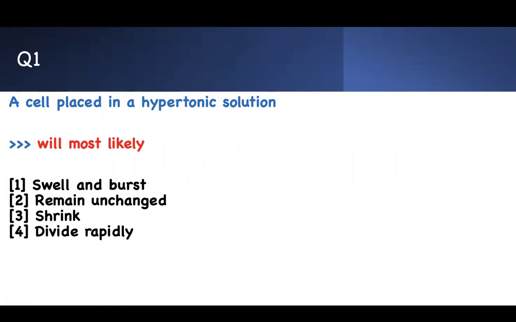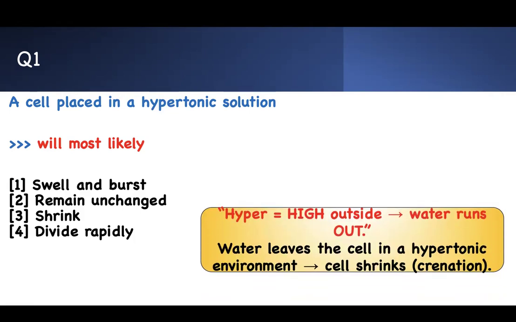approach it. A cell placed in hypertonic solution will most likely do what? Swell and burst, remain unchanged, shrink, and divide rapidly. Buzzword is what? Hypertonic solution. What happened to hypertonic solution? The concentration is higher than the inside of the cell. It's going to do what? Pull fluid from the cell. Therefore, what is going to happen? The cell is going to shrink.